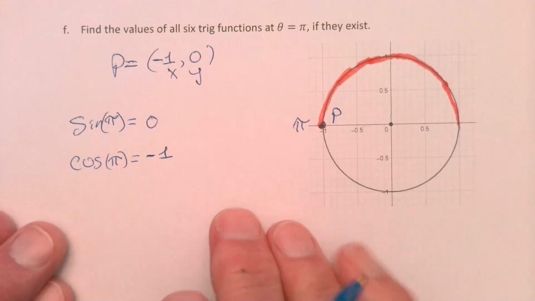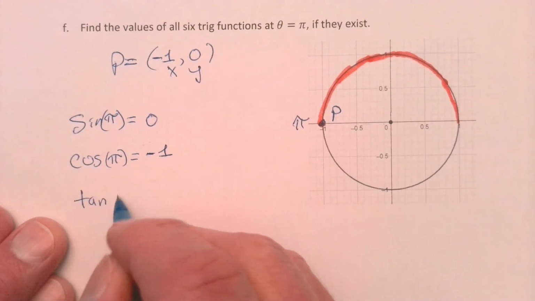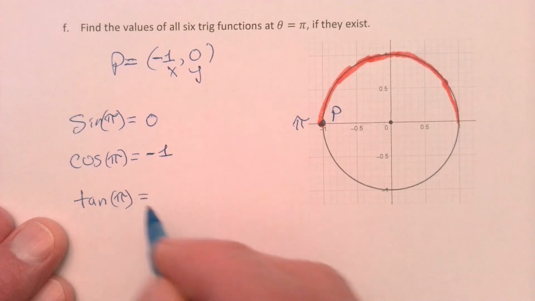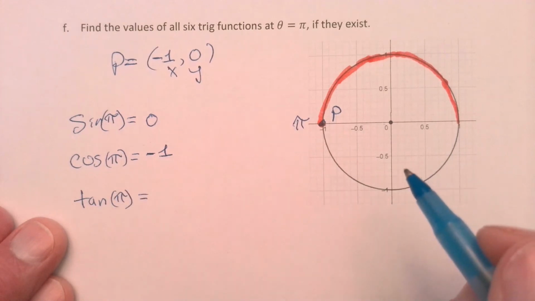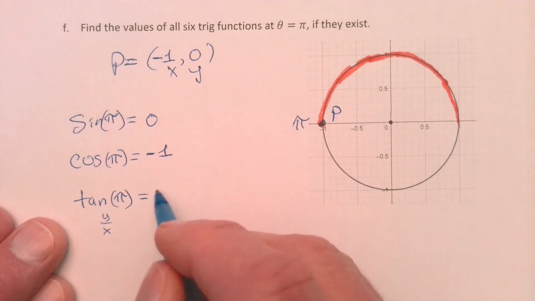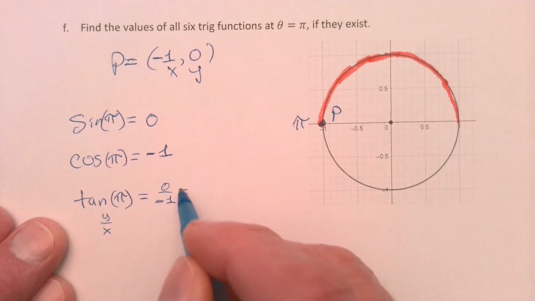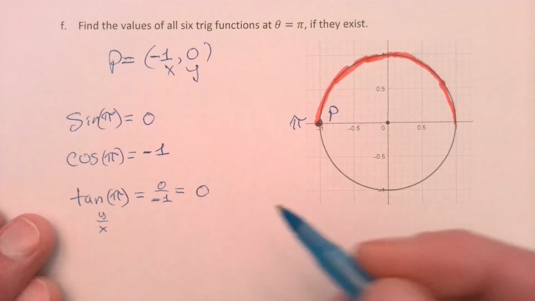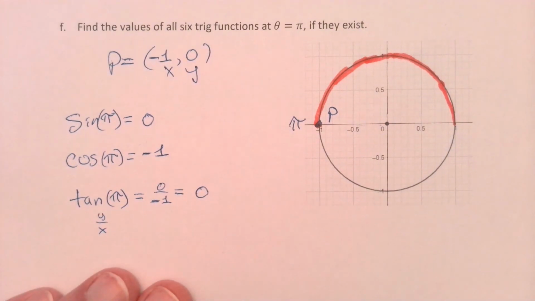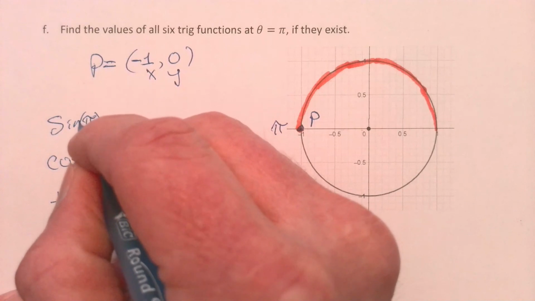What else do we need to look at? How about tangent? Can we compute a tangent of pi? I think we can, because tangent, remember, is y over x, and y over x is 0 over -1, and it's okay to divide -1 into 0. You just get 0 for an answer. Now we're supposed to do the other 3. Let's see if we can come up with them.